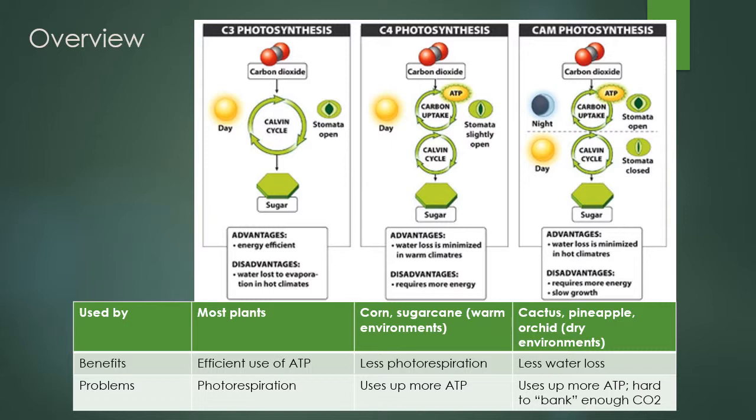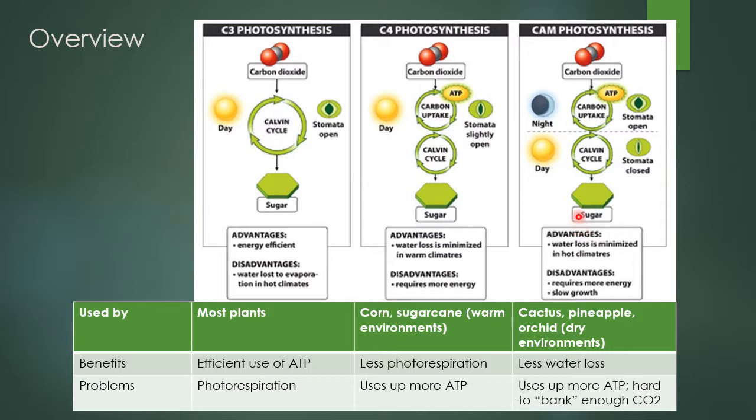The problem is that it uses more ATP, but it is needed to minimize water loss in those really warm environments. And finally, CAM photosynthesis here happens in things like a cactus, pineapple, orchid, things that live in dry environments. An advantage is that there's a lot less water loss since the stomata open at night. But again, it does use up more ATP, and that's a problem. And it's also hard for them to get enough CO2 in. That's another problem. But again, water loss is really minimized in these very hot, dry climates.